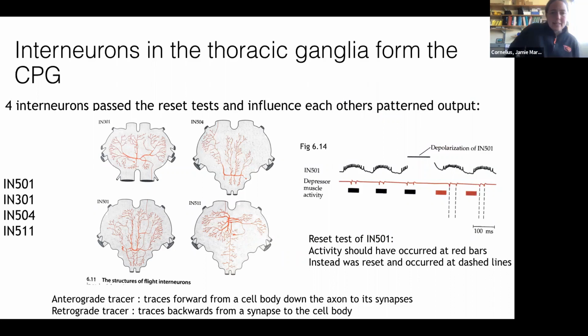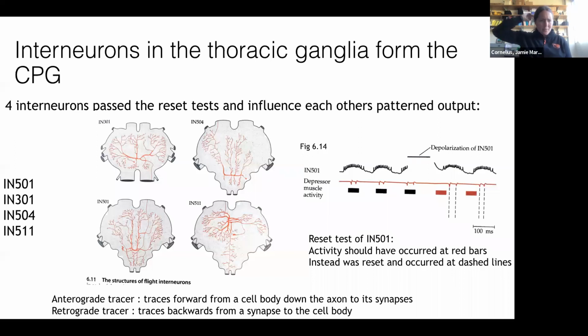And what they found is that indeed they've so far located four, well, actually more than that. But here are four of the first ones and some of the main ones: four interneurons that passed the reset test and were able to influence each other's patterned output as well. So interneurons 501, 301, 504, and 511, these are their connection patterns within the thoracic ganglia.